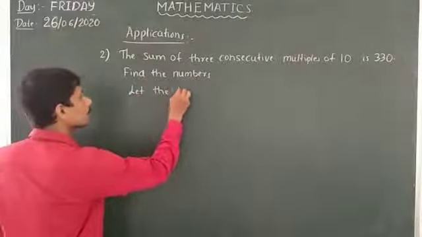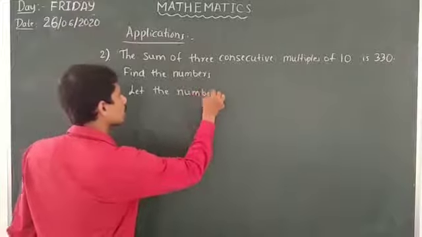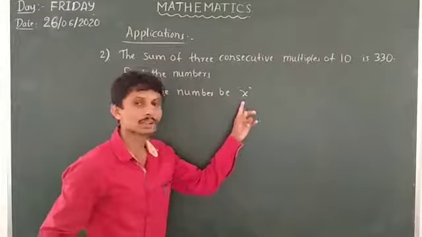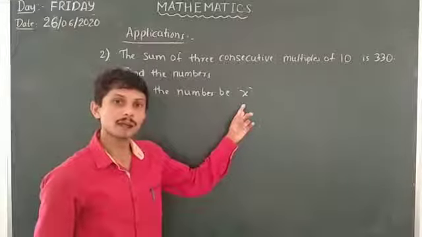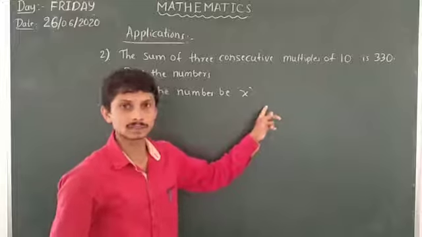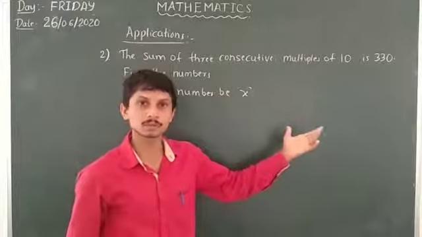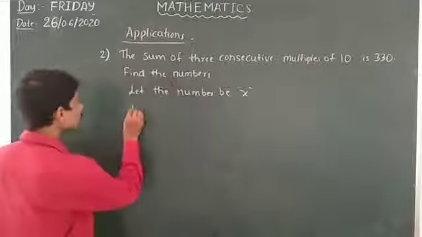Let the number be x here. So we don't know that number, so we have to add 10 first. Then we have to add 20. So these are the 3 numbers.